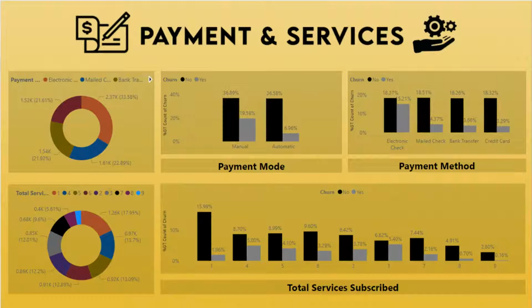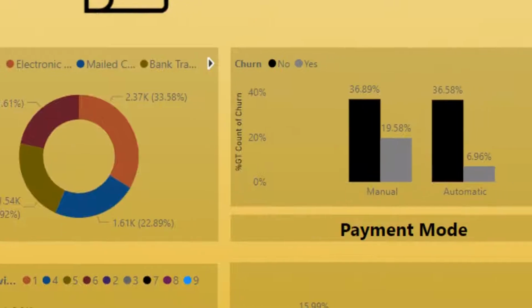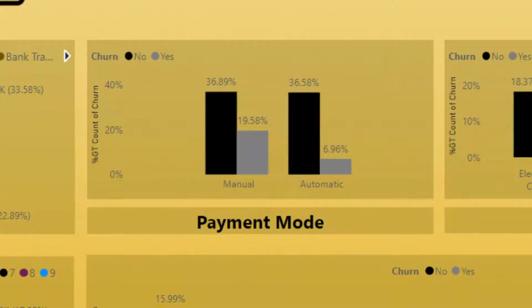On the last page, we're going to talk about the churn by payment and services. Initially, let's look at the donut chart. The manual mode, which consists of electronic and mailed check, takes 56% of the payment mode, while the remaining bank transfer and credit card take 44% as automatic payment mode. While taking the majority of the payment mode, manual payment is also the better indicator of churn. In manual alone, there is 35% churn rate.